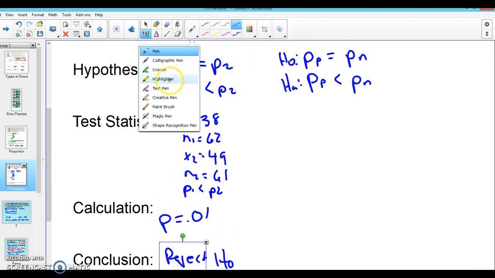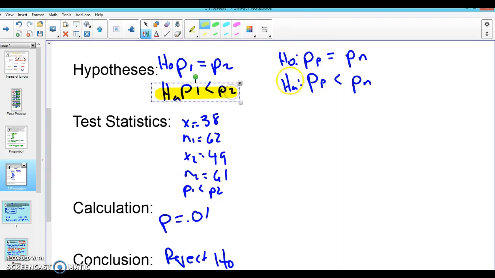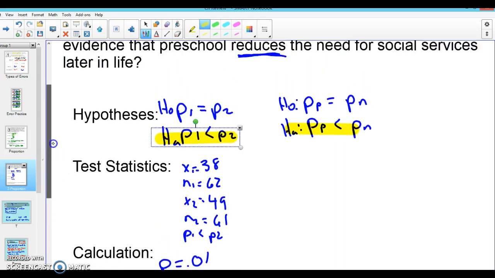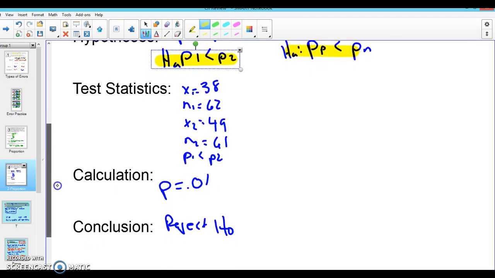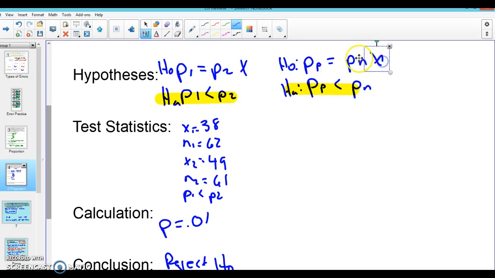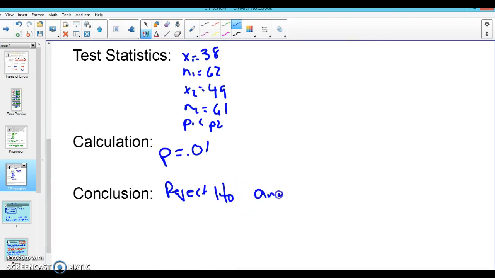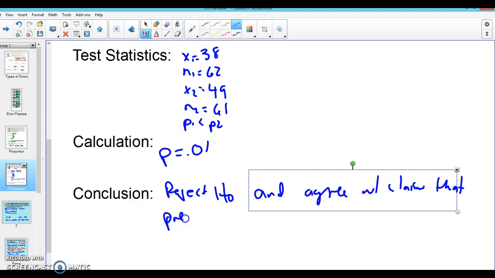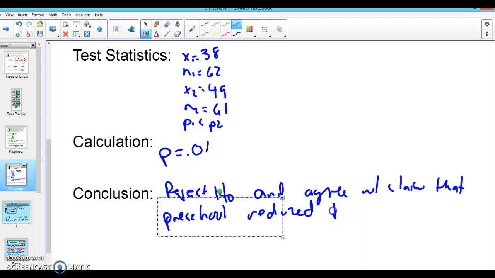Okay, looking up at the problem, we were hoping that it reduced, so therefore our alternative is once again our claim. So when we reject the null, that means we're saying that this is incorrect. We are agreeing with the claim that the preschool helped, reduced the need for social services.